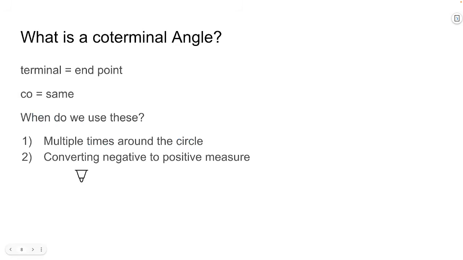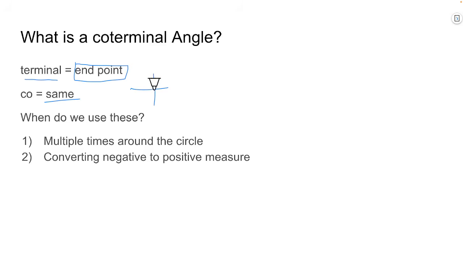Okay. So now let's talk about coterminal angles. What is a coterminal angle? Well, the word terminal, we want to use the meaning of it's the end point. It's when you get to the end. So it's where it ends. Co in this term really ends up meaning the same. So they're ending at the same spot. We use this when we go multiple times around a circle.